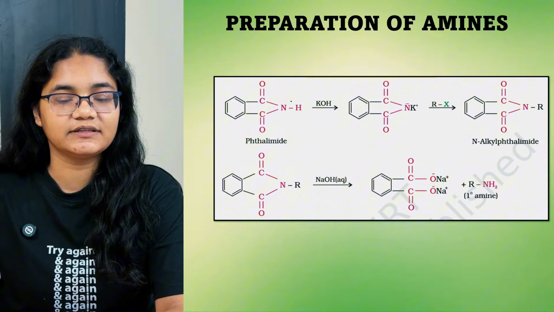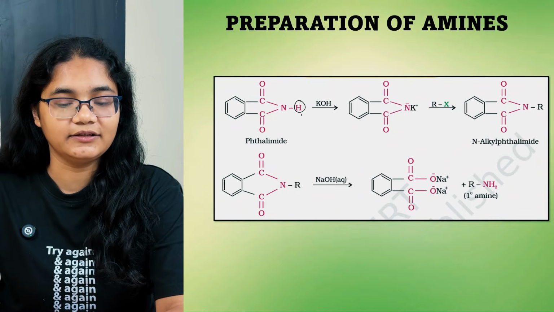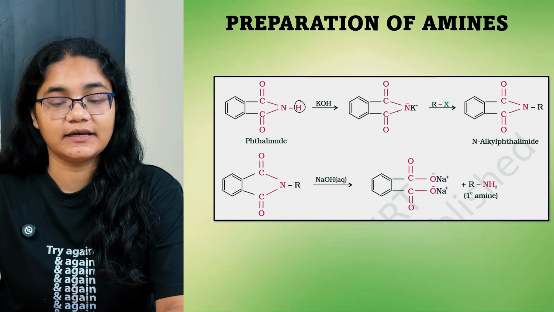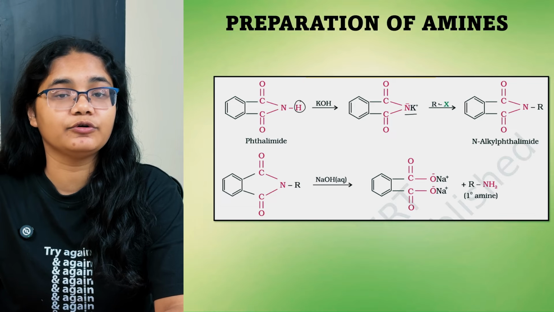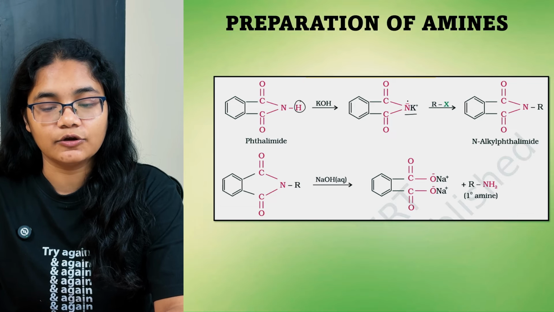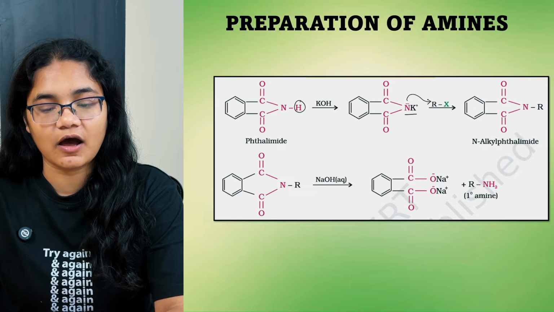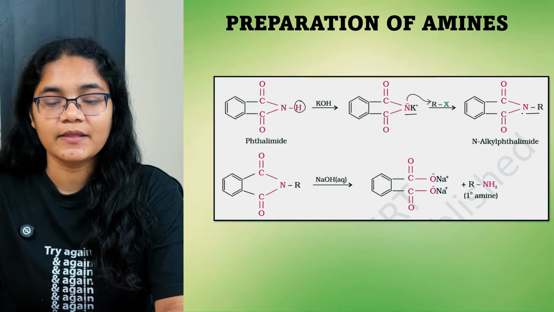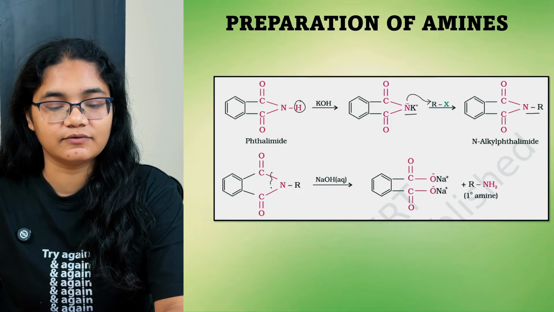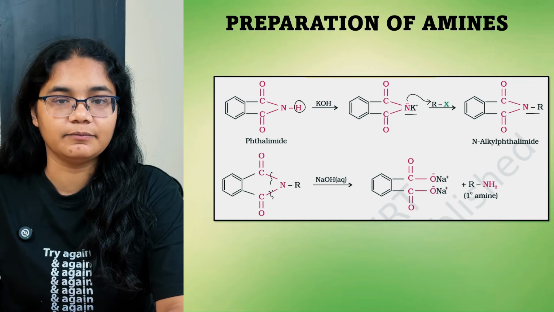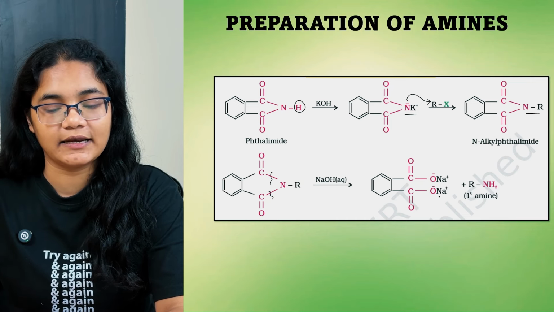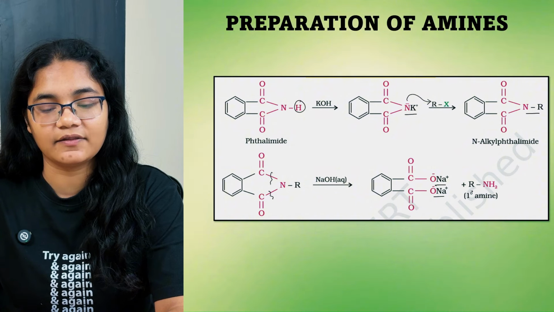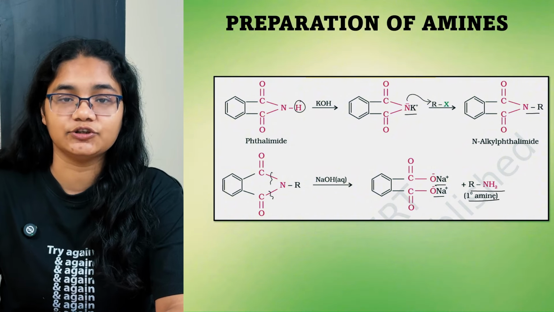Now let's talk about Gabriel phthalimide synthesis. When you have this phthalimide and you treat it with KOH, there will be N minus and K plus. After that, if you treat it with a haloalkane, N minus will react with R, so you will get N-R here. And after that, if you do hydrolysis, this will break to give you COO minus Na plus, COO minus Na plus, and the product formed will be RNH2.